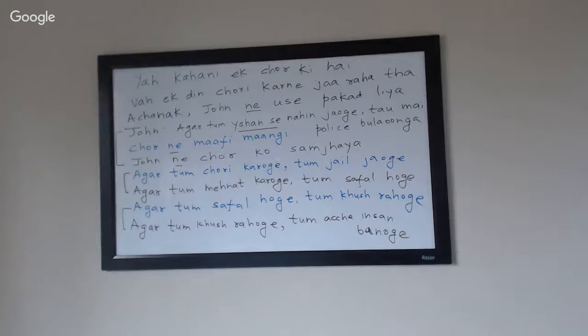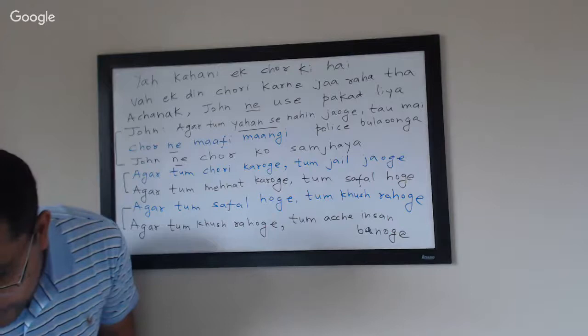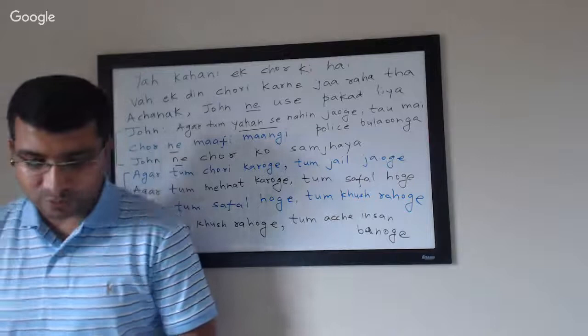So now I think the last section is for all of us here. You can unmute yourself and we'll go around the room one by one. We can start with Anya's. Anya's simple task: you can make two conditional sentences using if and then, agar and to. Okay, any two sentences.